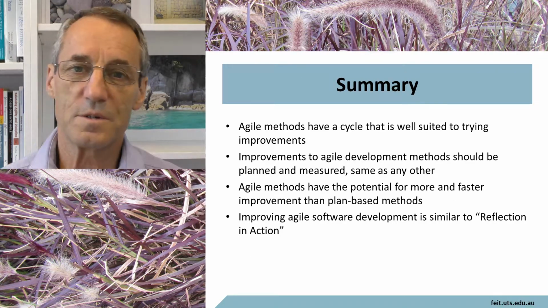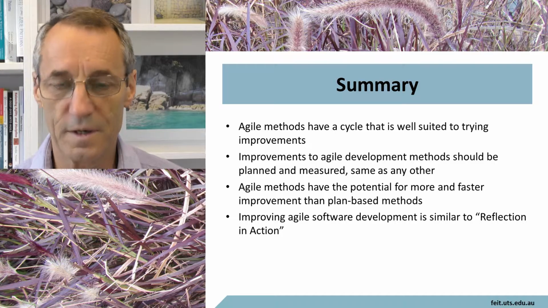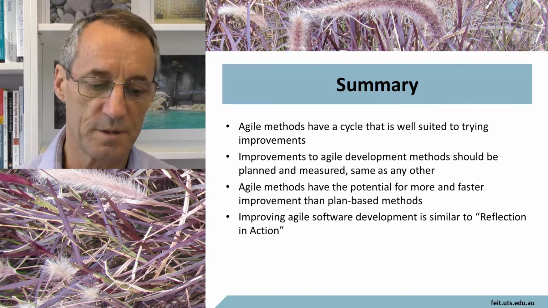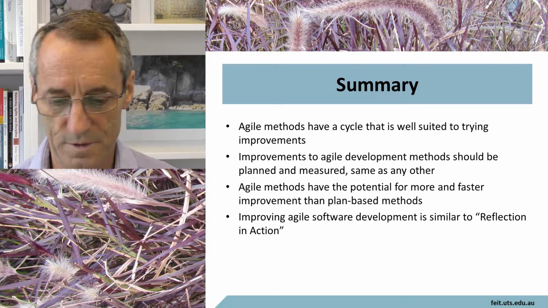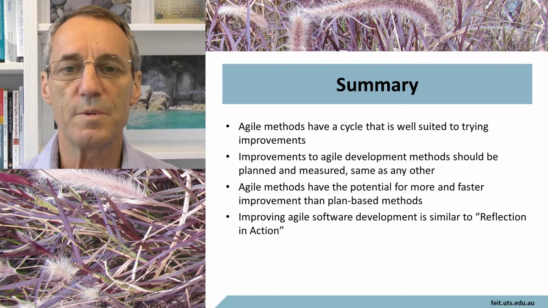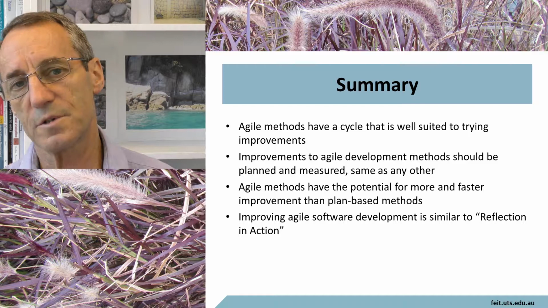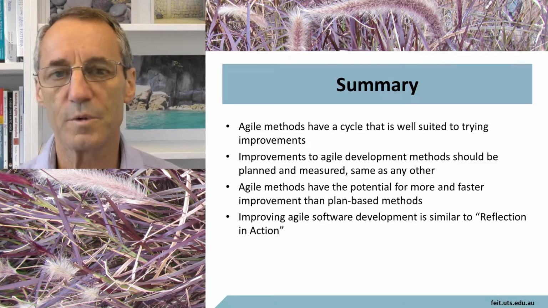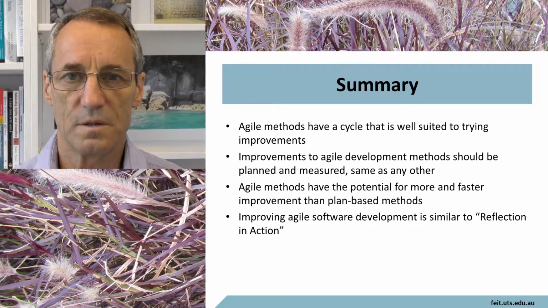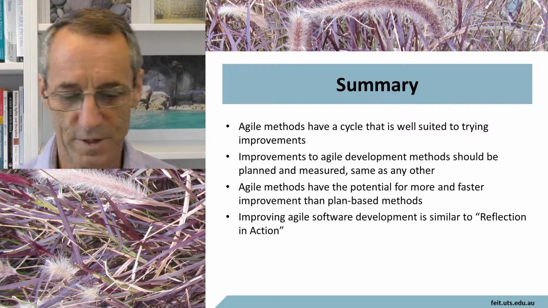So the summary for Agile process improvement is that Agile software development does have some sort of a cycle, and it's well suited to making improvements. The improvements to Agile development methods should be planned and measured, same as any other improvements. Agile methods have the potential for more and faster improvement than plan-based methods simply because there's usually a faster turnaround in the processes and in the increments. Plan-based, you might have a cycle of 6 months and take 6 months to get the improvement around. Agile, you might have a release every day, a development cycle a week long. When a week is a lot shorter than 6 months, you should be able to do it much faster.